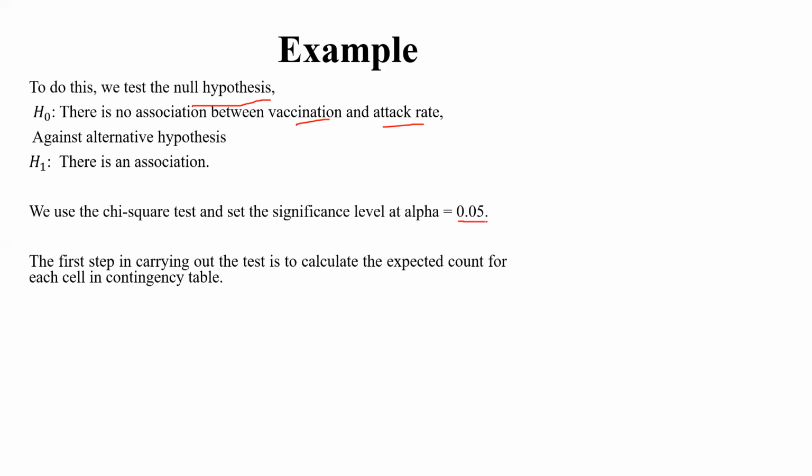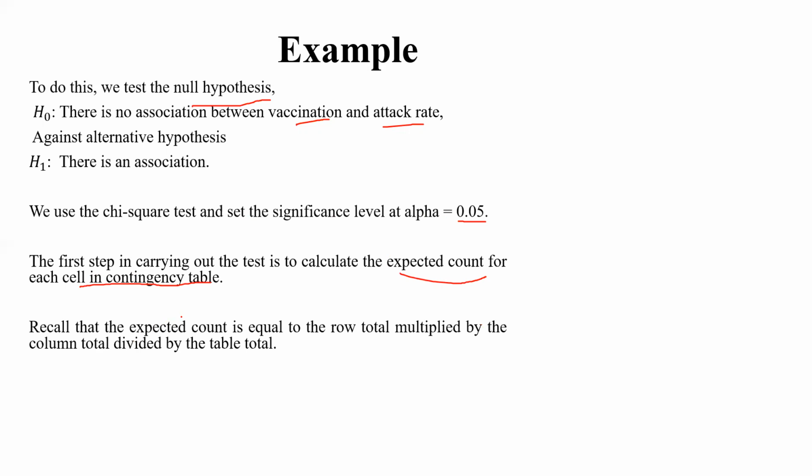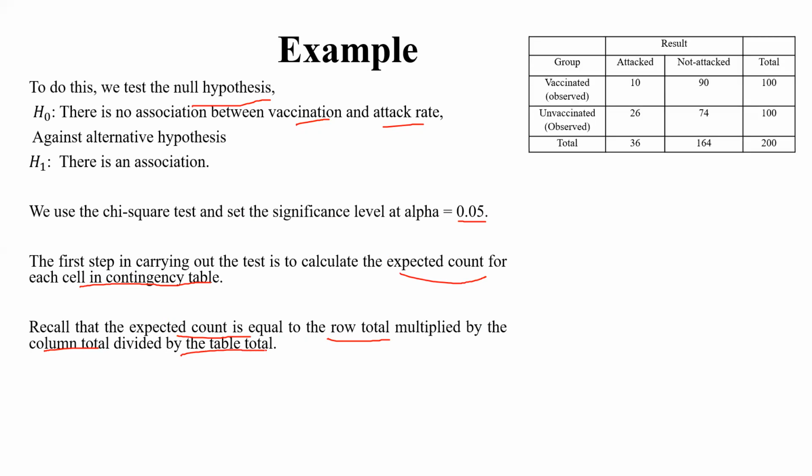The first step in carrying out the test is to calculate the expected count for each cell in the contingency table. The observed is already given in the question. Recall that the expected count is equal to the row total multiplied by the column total and divided by the table total, or marginal value. So we can calculate; this is already given in the question, 200 samples. This is the observed value. Now the expected value we have to calculate.